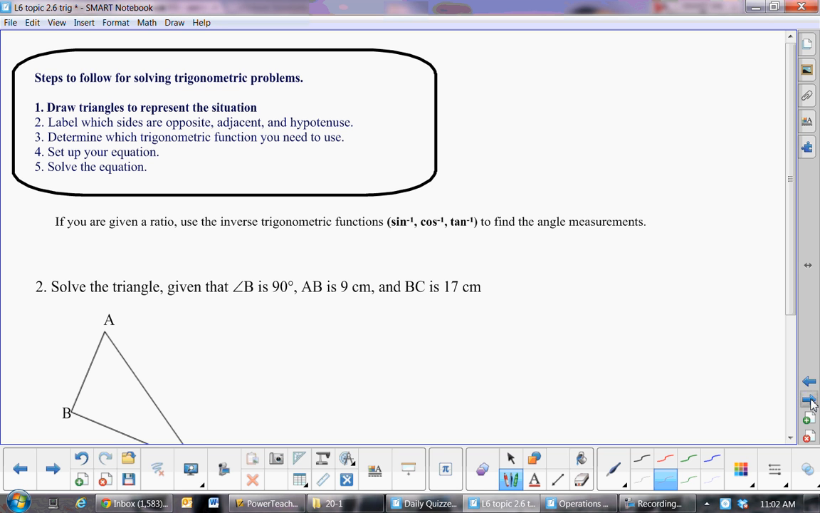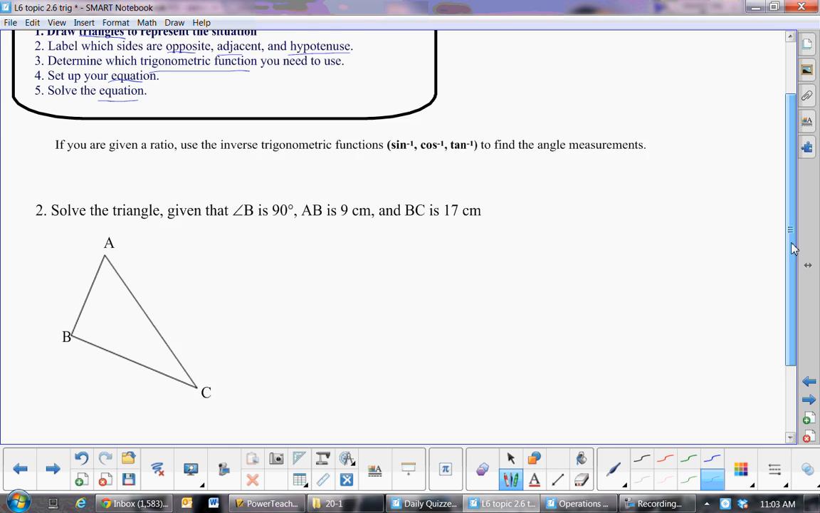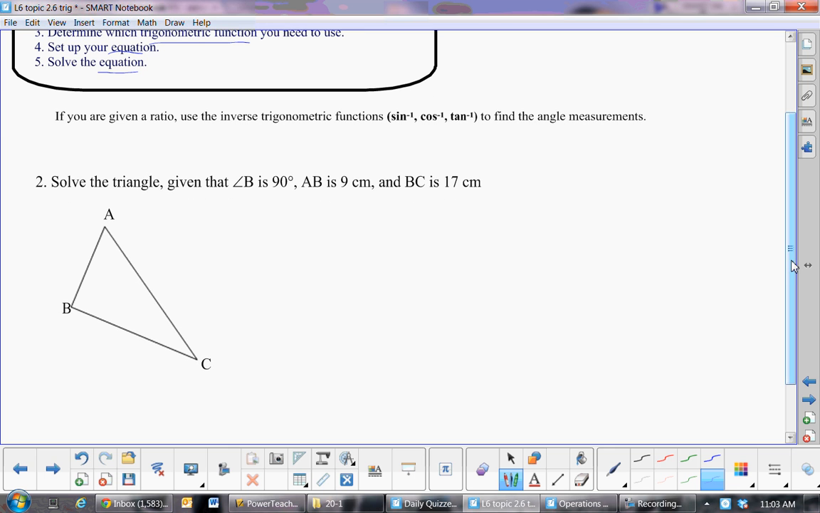The first thing, we want to draw the triangles, if there isn't one. We want to label opposite, adjacent, hypotenuse. That is so the key. If my students are getting it wrong, they label their triangle wrong. That's what happened when I walked around today. Now, determine the trig function you need. That comes only if step 2 is done right. Set up the equation, solve the equation. Okay? So, all we're going to do is we're going to solve 4 questions, and then you're on your own to try the lesson.